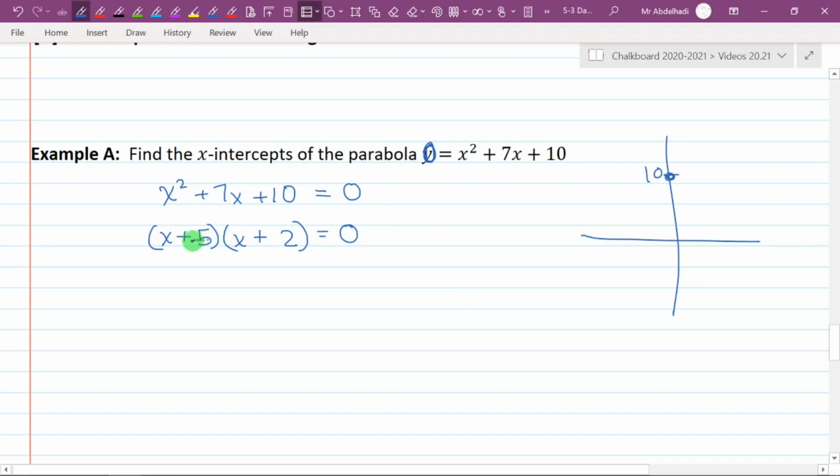Now, because I have something times something equals 0, I can use the zero product rule. Once again, you can only use the zero product rule if there's a 0 on this side here. So the zero product rule says I can set this equal to 0 and solve, set this equal to 0 and solve. And what do I get? Well, x plus 5 equals 0. You subtract 5 from both sides, you get x equals -5. And here you get x equals -2. So on my graph here, let's say that's -2 for instance, and let's say that's -5. Those are my x-intercepts.